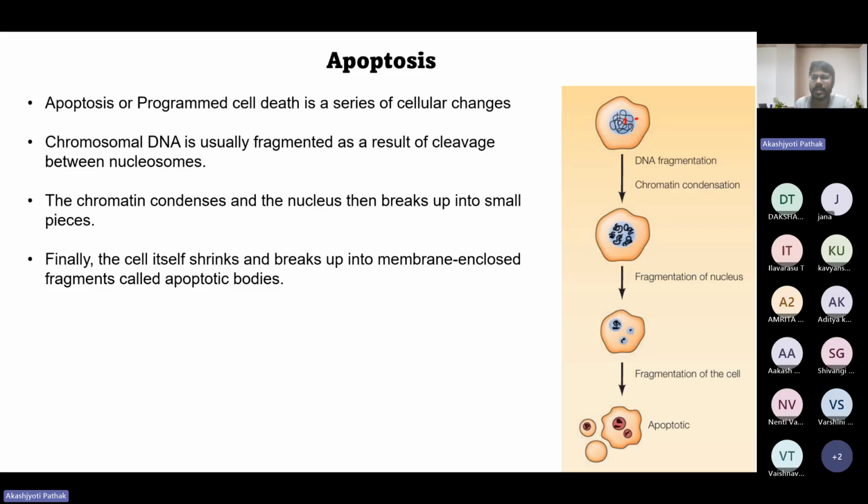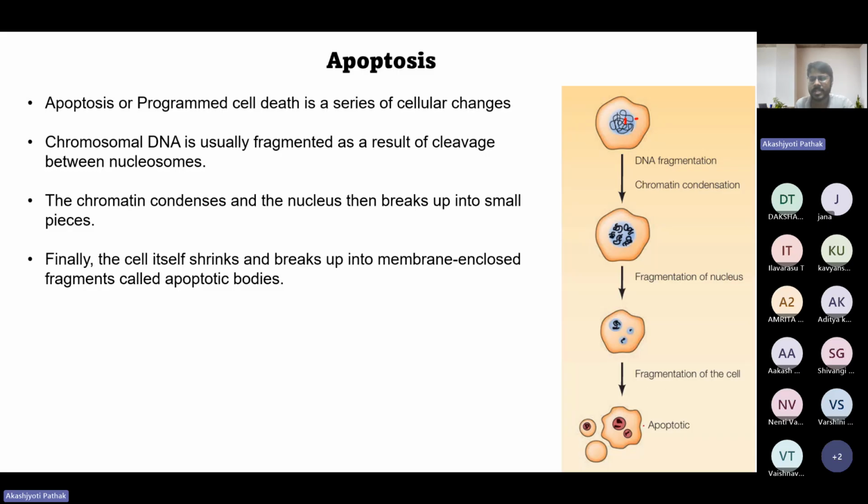And then after DNA fragmentation, what happens? Chromatin condensation. So the different DNA fragments, they get condensed. And then in the next step, what happens? There is fragmentation of nucleus. So you see here that the single nucleus is now fragmented into 3 different nuclei.